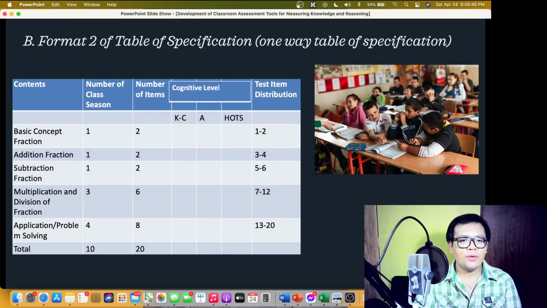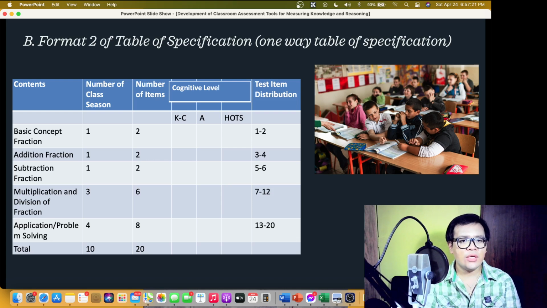We also have the format two of table of specification. One way table of specification, as you can see, in the columns, we have the content, the number of class sessions, the number of items, and you also have the cognitive level column and the test item distribution. On every specific row, we have the content. With regards to the content, we have the basic concept, the addition, fraction, subtraction, multiplication, and application of problem solving of the division of fraction.